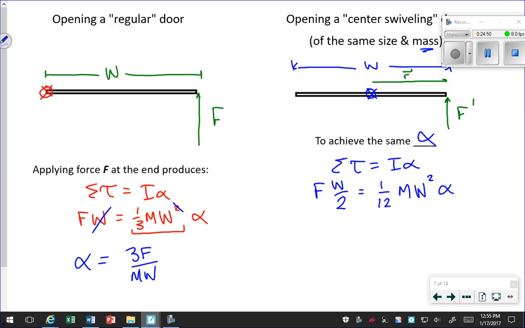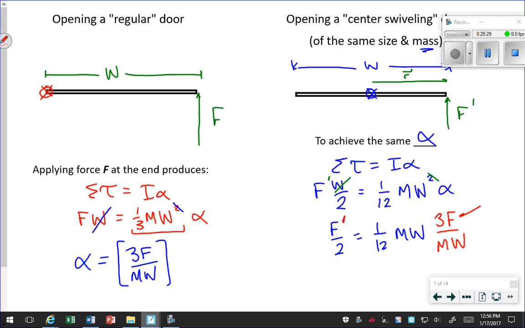Okay, all right, very good. Looks like we still get rid of one of these and those. And then we get to, oh, this is F prime now. Remember F prime. All right, so here's what we have now. F prime over 2 is 1/12 MW alpha. Well, I want to get the same alpha as before. So I'm just going to say that this alpha is 3F over MW. Original F, here's F prime.